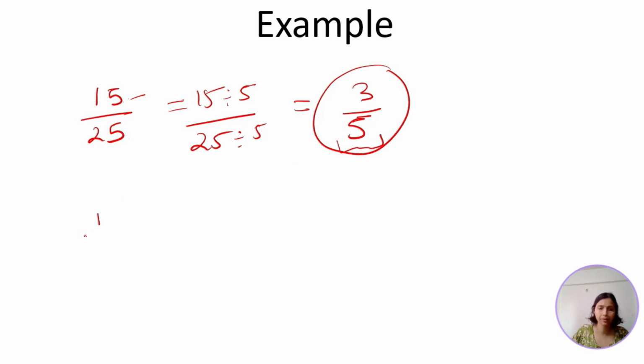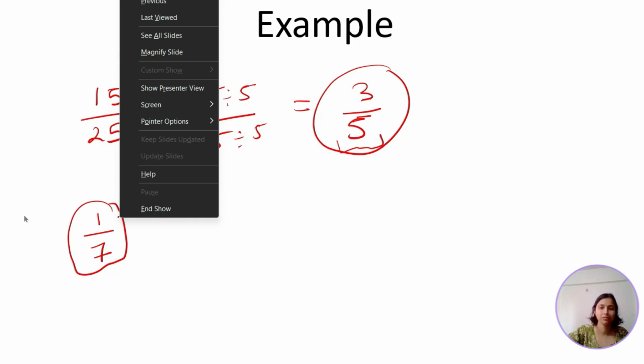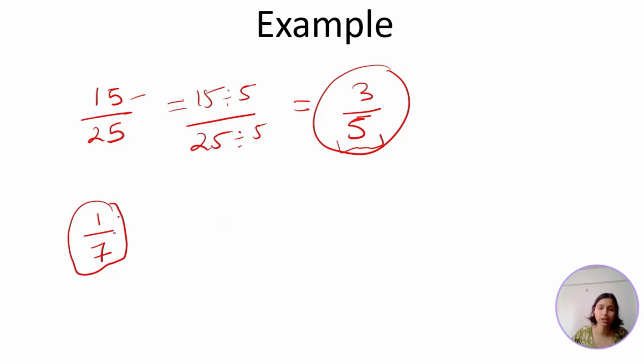Let's see another example. 1 by 7. So 1 by 7 already, it's in the simplest form as I don't have any common factor other than 1.